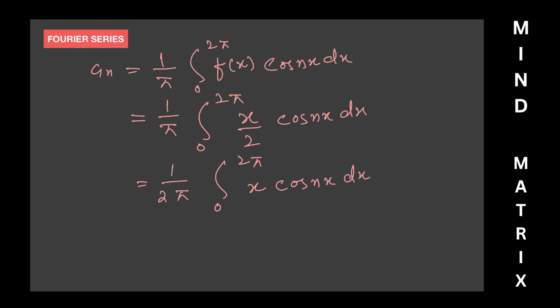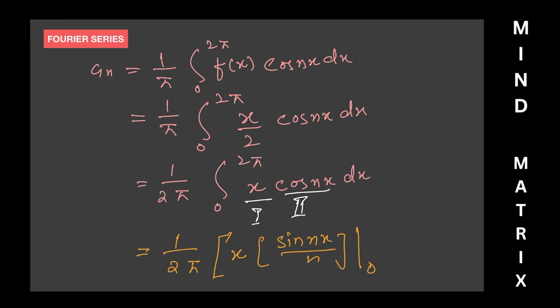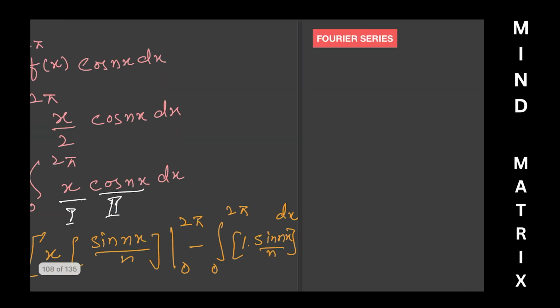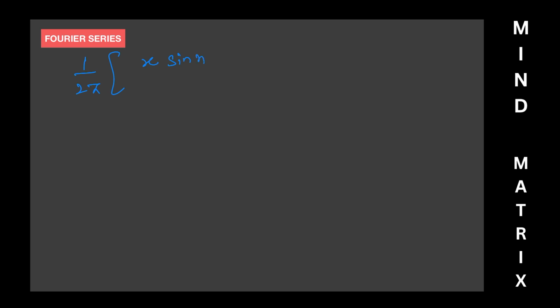Now we'll solve this integration by integration by parts. This is the first function and this is our second function. So what's the formula? Let me write here: 1/(2π) times the first function as it is, times the integration of the second function. The integration of cos nx is sin nx over n, over the limit from 0 to 2π, minus the whole integration from 0 to 2π of the derivative of the first function, the derivative of x is 1, times the integration of the second function, sin nx over n, dx. Let me write here 1/(2π) times [x sin nx/n from 0 to 2π minus the whole integration from 0 to 2π of 1 · sin nx/n dx].